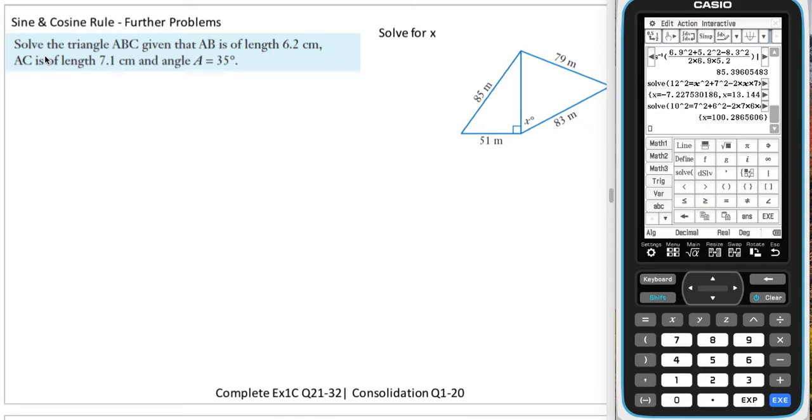So in this question here, it says solve the triangle ABC, given that AB is of length 6.2 centimeters, AC is of length 7.1, and angle A is 35 degrees. So with these, they might say draw a diagram to represent the situation. They might even give it a mark.